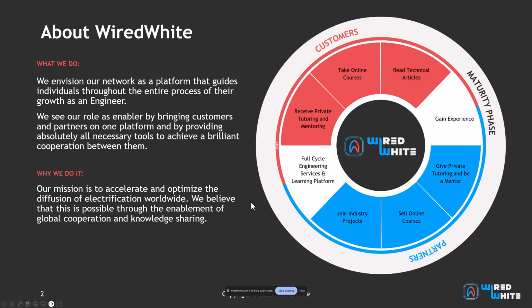I would like to start with a brief introduction of our platform, of our company, what we do and why we do it. Our company is called WiredWhite. Our platform is called WiredWhite.com. We envision ourselves as a network of engineers, as a platform for engineers that are supporting and guiding the entire process of becoming an engineer. And we see our role as enabler by bringing customers and partners together.